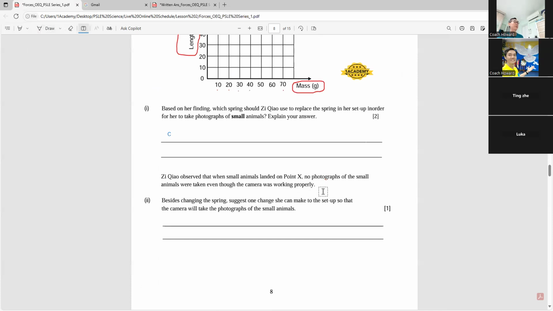the next part. It says that this student observed that when small animals land on point X, no photograph of the small animals were taken, even though the camera was working properly. So here they say, besides changing the spring, suggest one change that she can make to the setup so that the camera can take photographs of small animals.